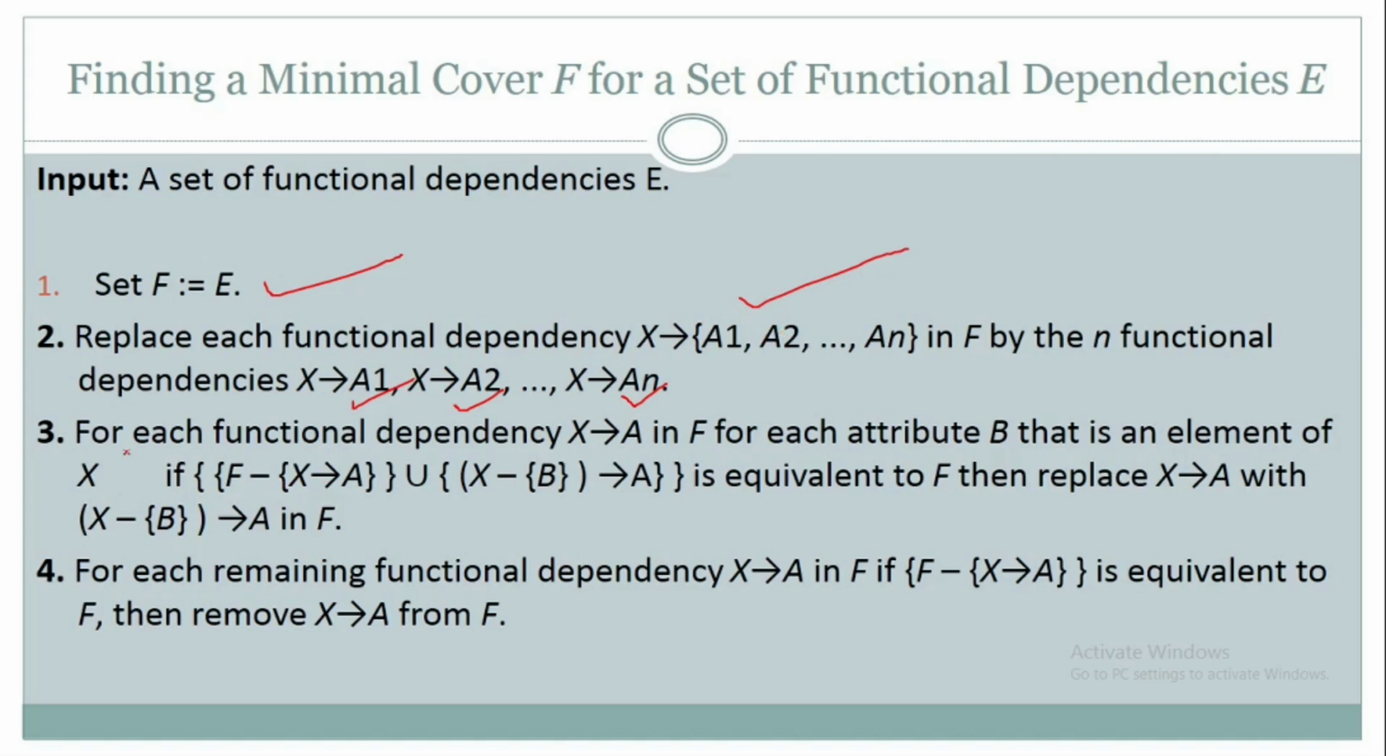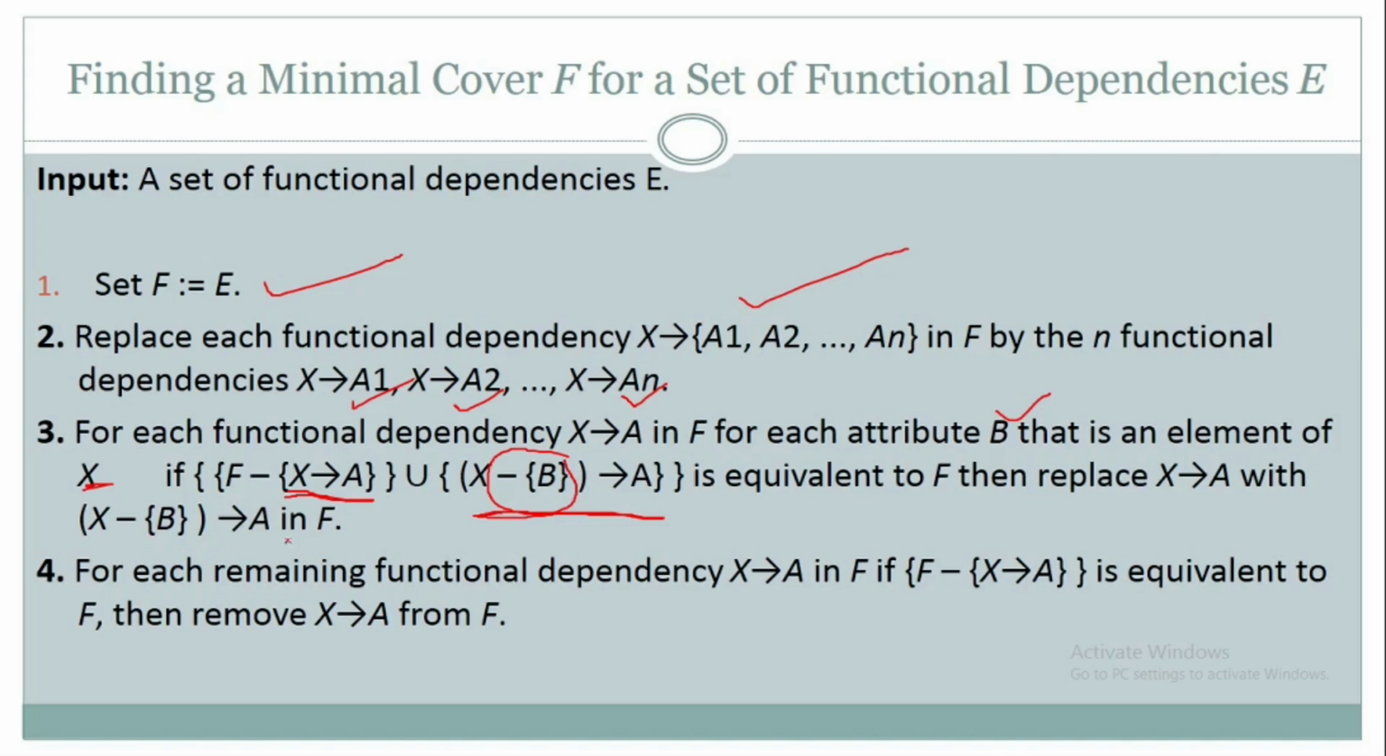Next, for each functional dependency X determines A in F, for each attribute B that is an element of X, we take F, the set of functional dependencies, minus X determines A. Which means out of the set of functional dependencies, I remove this functional dependency X determines A, and then perform a union operation, adding the same functional dependency, but from that X I remove B. If this is equivalent to the previous set of functional dependencies, then replace X determines A with X minus B determines A.